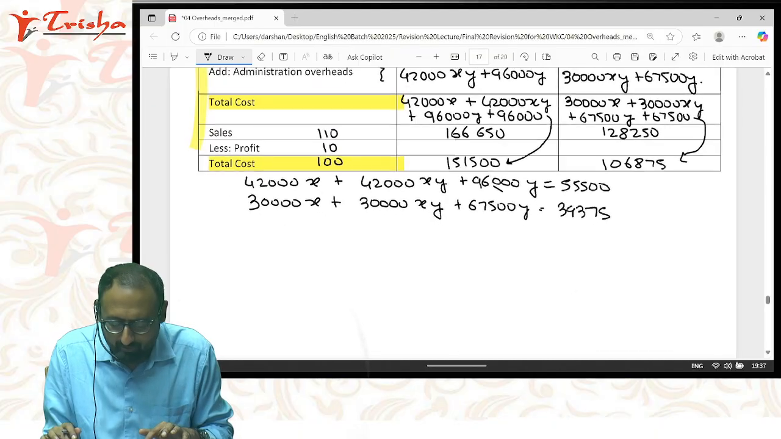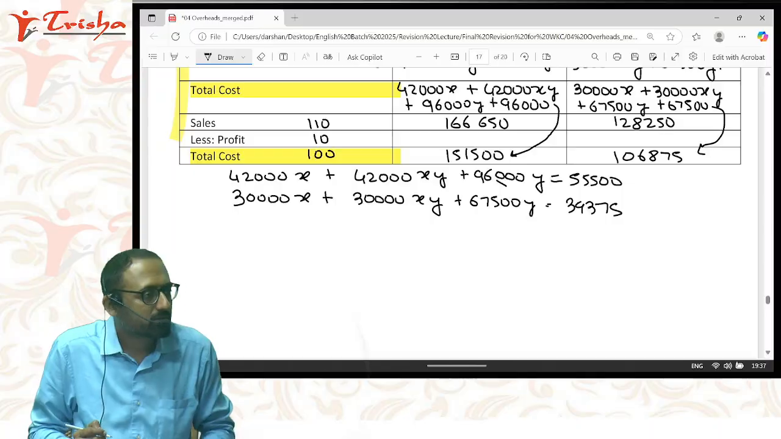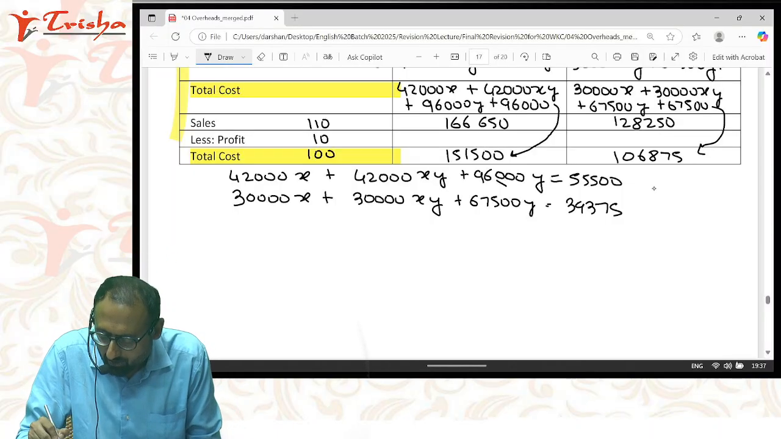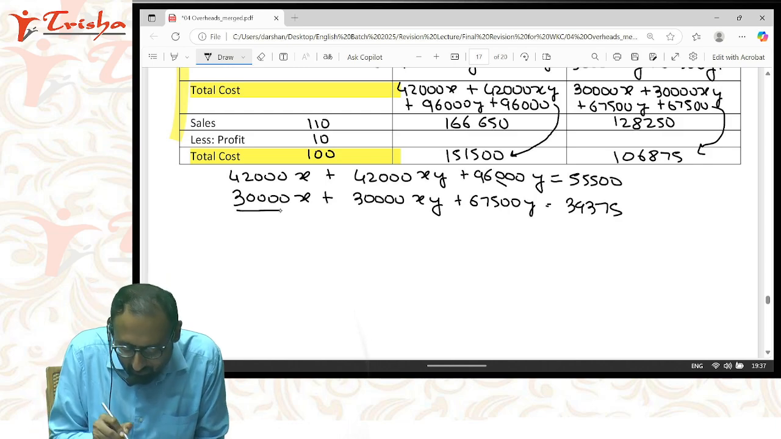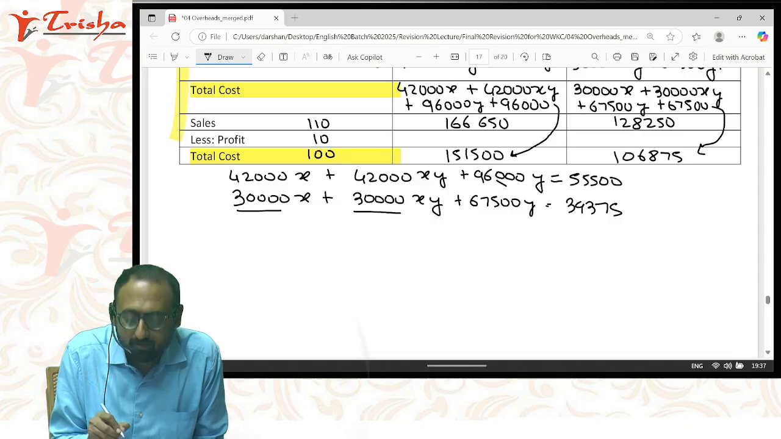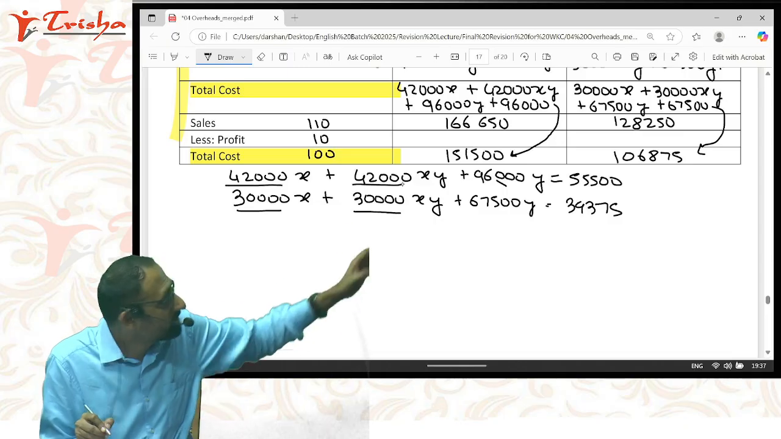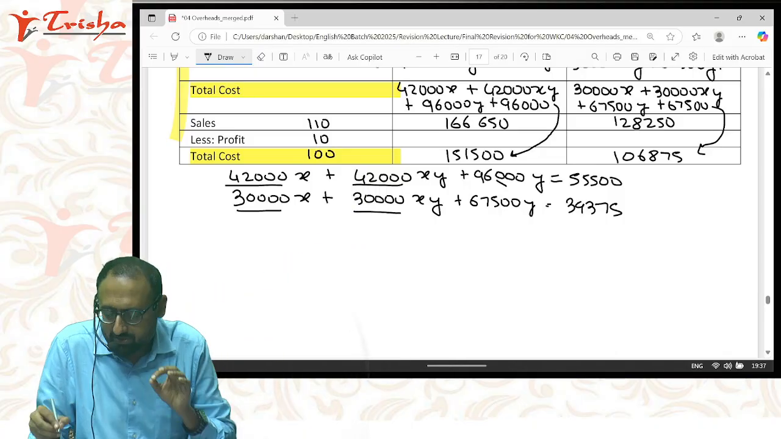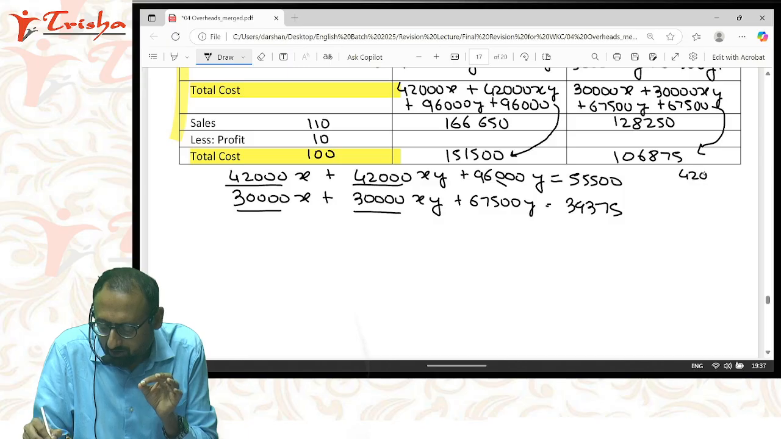Now, how to solve this equation, sir? Simple. Here also 30,000, here also 30,000. Here also 42,000, here also 42,000. Yes or no? So you will have to make this common. Tell me, 42,000 divided by 30,000, is it 1.4?